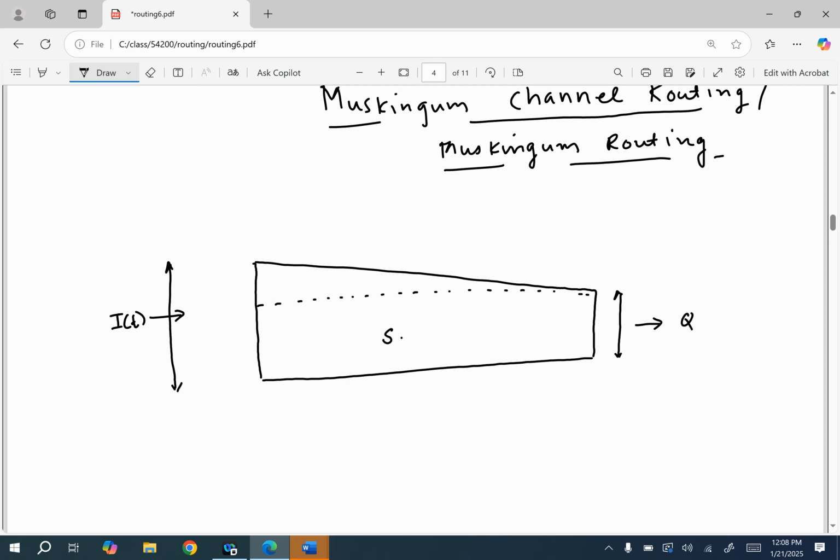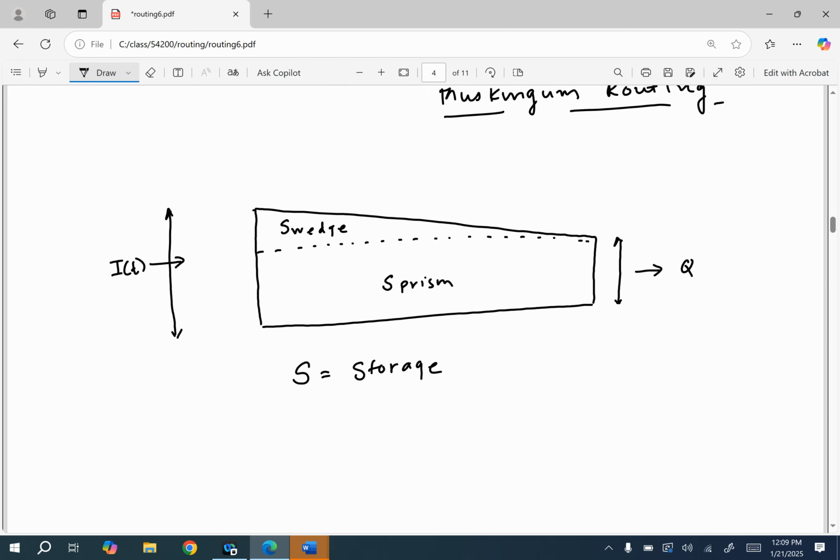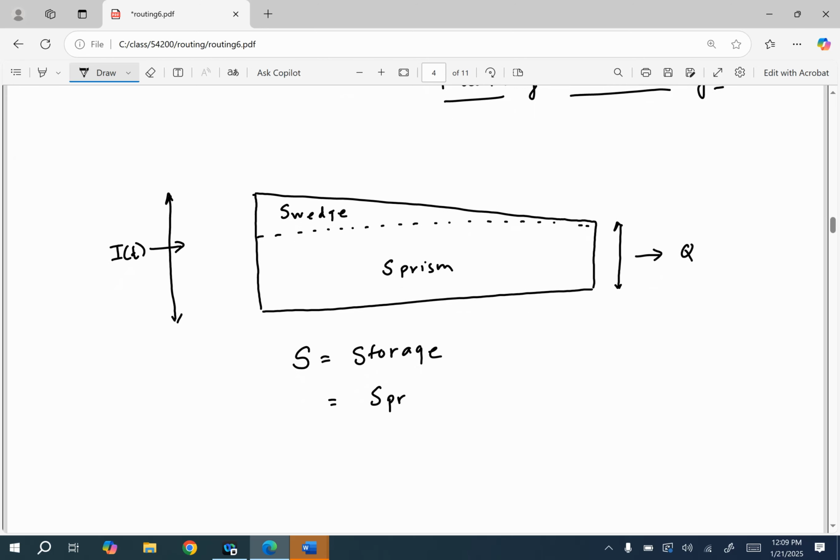and this is called the prism storage, which is a rectangle, and what we have here is a wedge storage, which is the triangle. So the total storage is S, and that can be divided into S prism plus S wedge. Okay, now since we have input and output, this portion is the same as our output, and this wedge portion is our I minus Q.